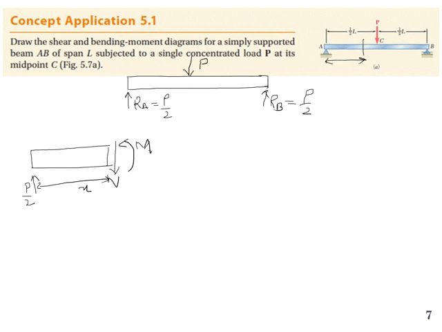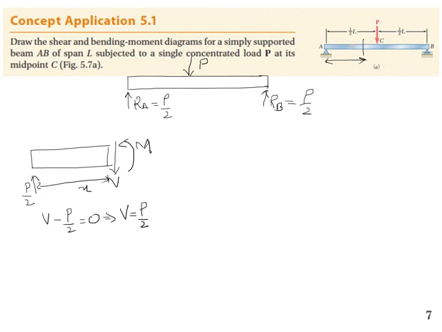Now, if I want to write sum of shear forces equal to 0, so I can write V minus P by 2 is equal to 0. And this leads me to shear force is equal to P by 2. And if you look at that beam, this shear force is valid from A to C. Means if I take any section between A and C, the shear force is equal to P by 2.